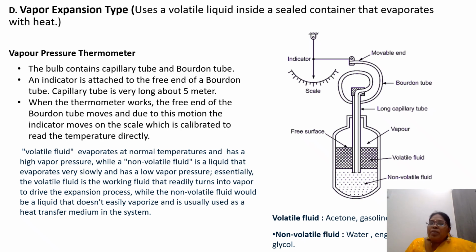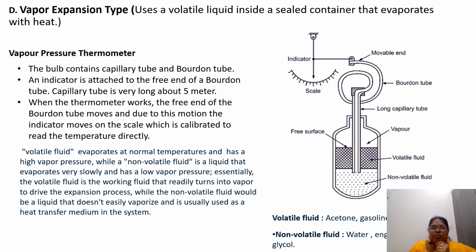And the next one is the vapor expansion. In vapor, as we have seen previously, there you have a U-tube manometer, but here you don't have a U-tube, but instead you have the Bourdon tube. This is the bulb. Here you have the non-volatile fluids, and the volatile fluids are placed, and a capillary tube is inserted into this bulb, and another end is a Bourdon tube. One end of the capillary is connected to the Bourdon tube. Another end is a free end that is connected to the indicating scale.